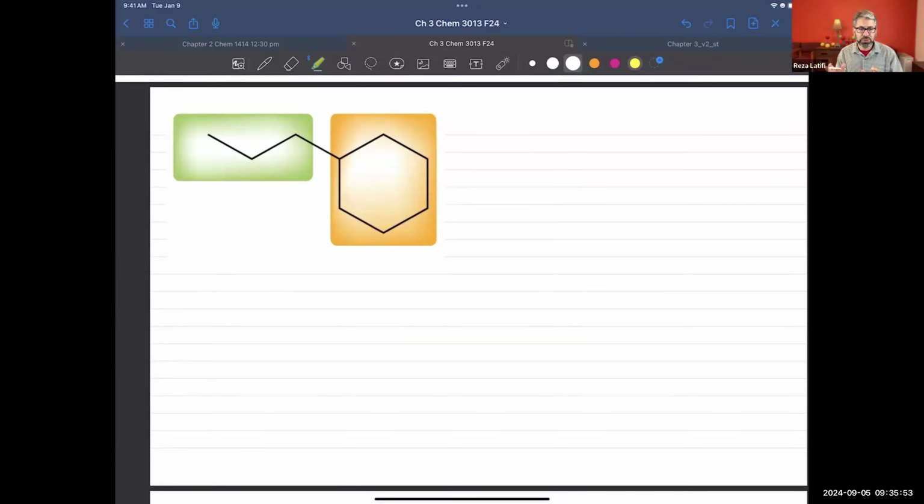Find the cyclic section and also the open chain. From wherever they are attached, put a sign and start counting the number of carbons on both sides. From here, I'm going to say 1, 2, 3, 4, 5, 6. So this one has 6 carbons. How about the second one? 1, 2, 3. The one that has more carbons will be the parent. So the cyclic compound will be the parent. It has 6 carbons, so I'm supposed to say hexane.